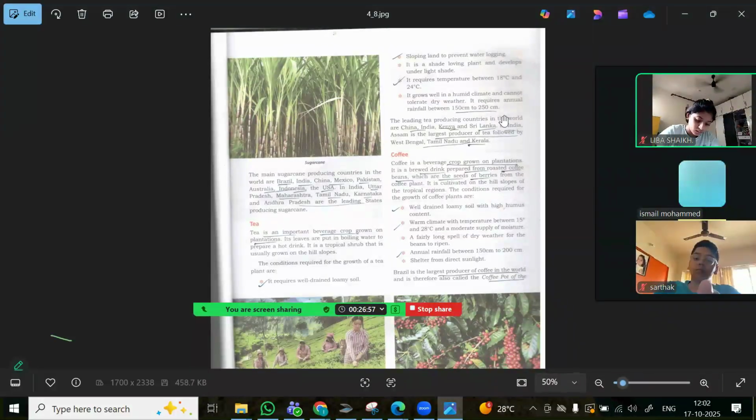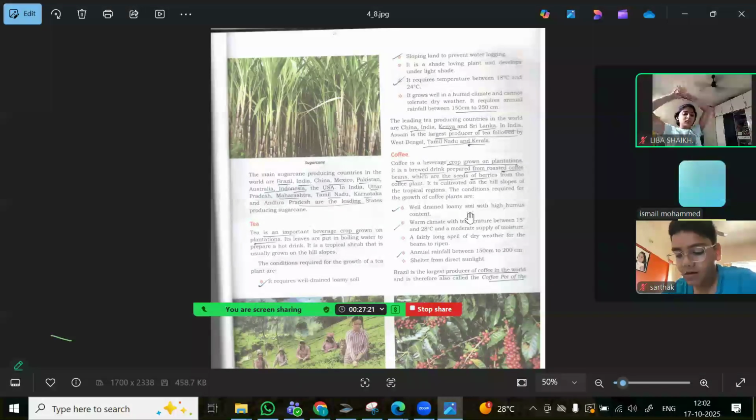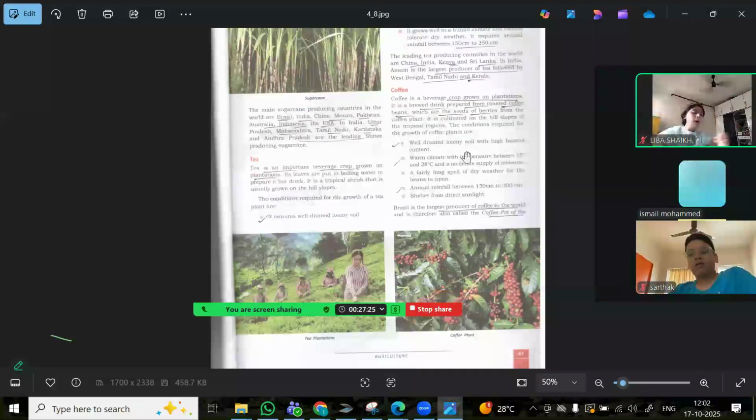As I told, Sri Lanka is the largest producer of tea in the world, followed by India. Then China and Kenya also produce in huge quantity. In India, basically you have Assam. Assam is the largest producer of tea, followed by West Bengal, Tamil Nadu, and Kerala. Why? Because there are hilly regions in Assam and Tamil Nadu, and the climate is also suitable. That's why Assam is the largest producer of tea.